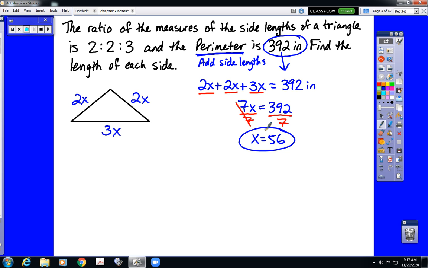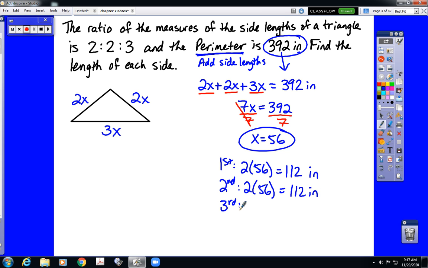Again, once we have x, we can find the side length simply by plugging in x. First side is 2 times x, or 112. Units is inches because the perimeter is in inches up here at the top. That tells us that these measurements are going to be in inches. The second side is also 2 times 56, or 112 inches. And the third side is 3 times 56, which would be 168 inches. Once again, you can check your answer by adding those up. In this case, they should add up to the perimeter, 392, which they do.